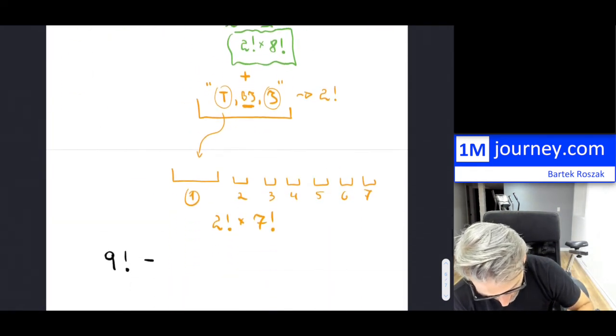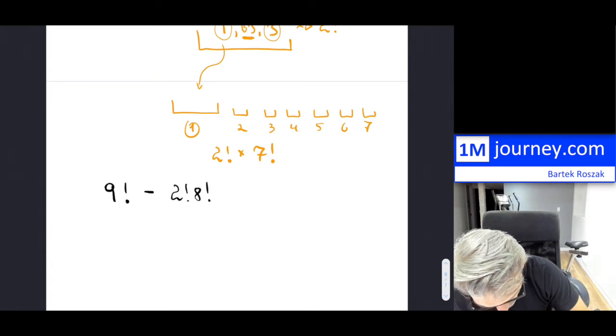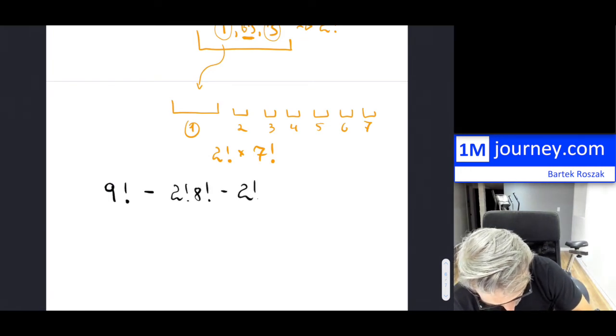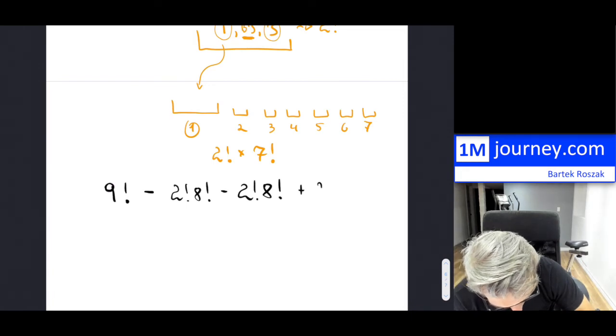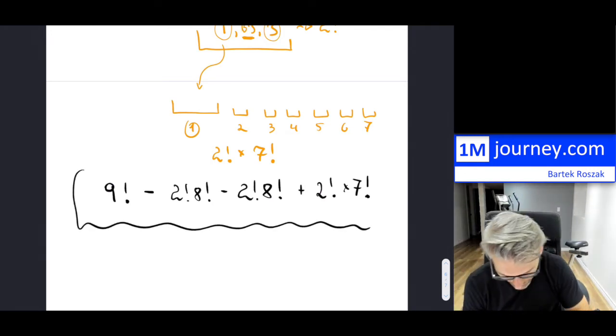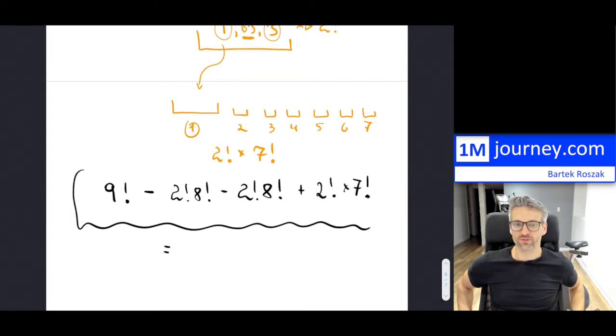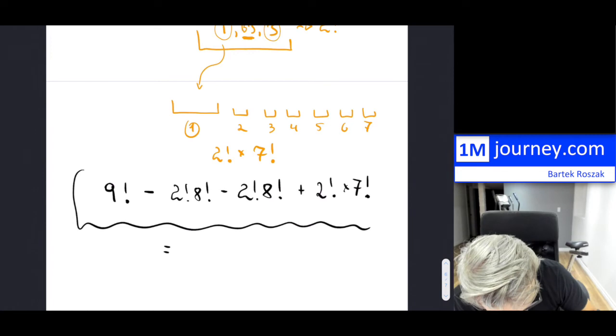Now it's going to be BJ and Tommy, so it's 2 factorial times 8 factorial, minus BJ and Jill. But then we have to be careful, and we have to add this right here. And that's actually the setup. I'm going to leave the calculation to you. You can plug in those numbers and find out what the answer is. But very often this is forgotten.